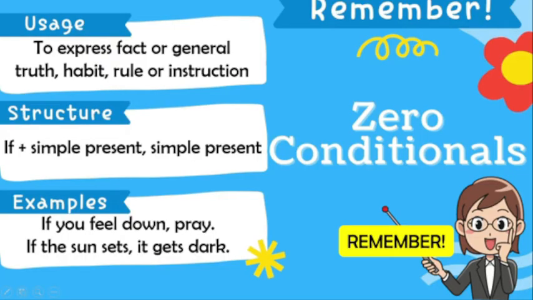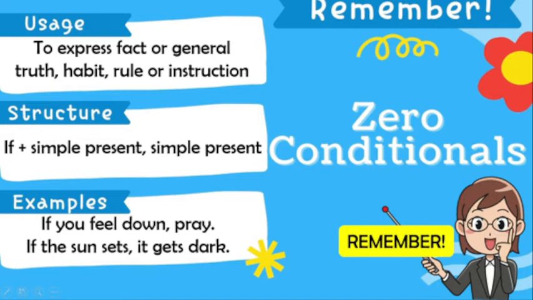Let's talk about the zero conditional. The zero conditional is used to express fact or general truth, habit, rule, or instruction. Ang structure niya ay if plus simple present, comma, simple present. Let's have an example. If you feel down, pray. The verbs in this sentence are feel and pray. These are both in simple present tense.